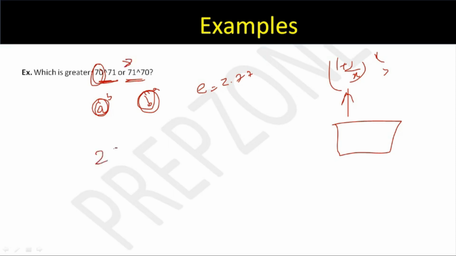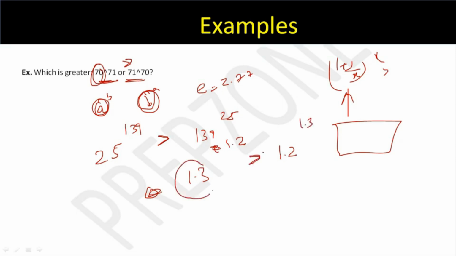If my question is 25 to the power 139 and 139 to the power 25, this is going to be larger. If my question is, say, 1.2 to the power 1.3 and 1.3 to the power 1.2, 1.3 will be larger. Why? Because this is now closer to e. e is 2.77.